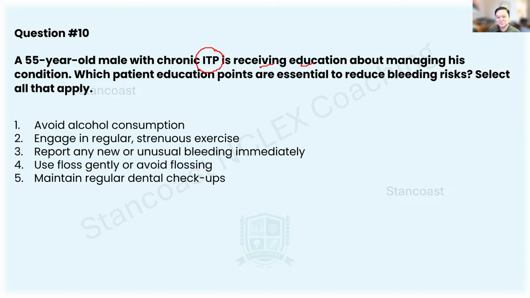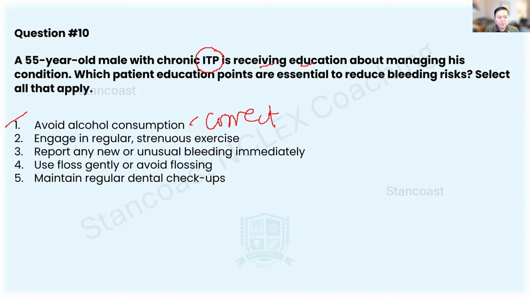Okay, let's take a look. Avoid alcohol consumption. Do you think that would be essential in reducing the bleeding risk? Yeah, that is correct, because we know that alcohol can impair the platelet function. It can increase the risk of bleeding, especially for those patients with ITP.